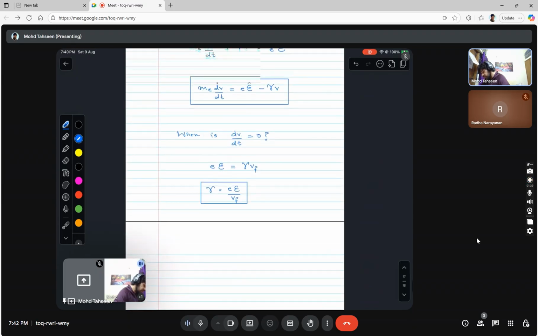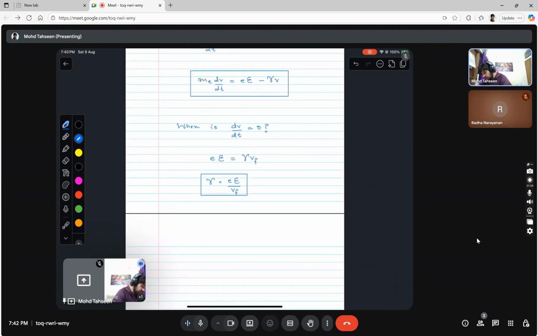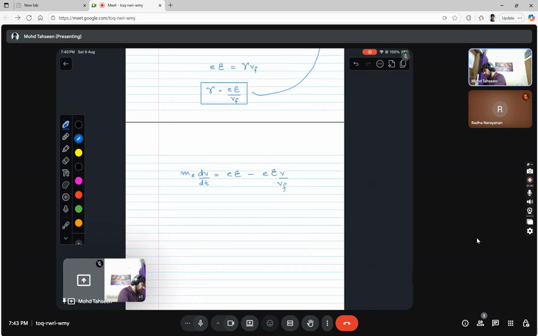Now we can substitute it back, because this is not a variable but a constant, right? So now we can write m dv by dt is equal to eE minus, if we substitute for gamma, we will get this, right?